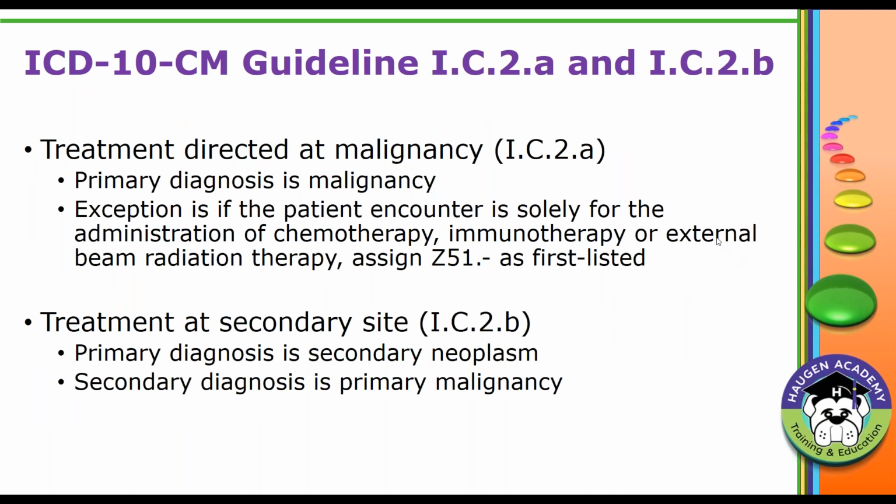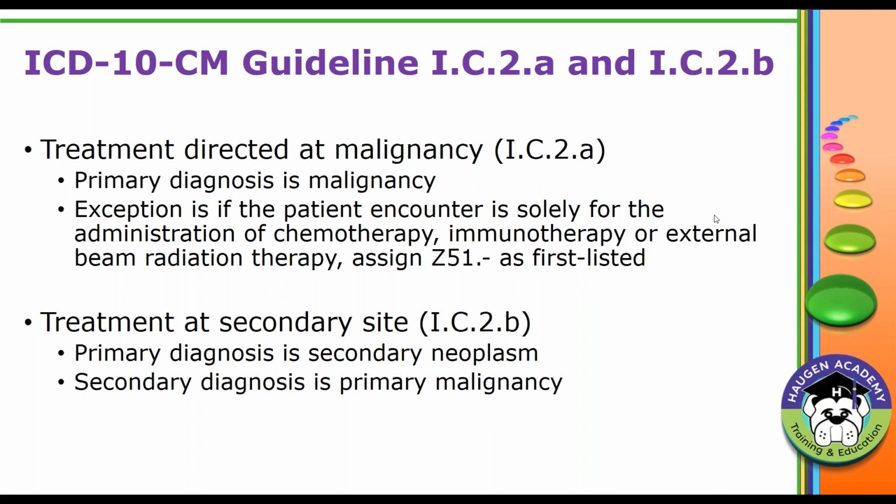The next guideline we have is 1.C.2.A, and this is for if a patient comes in for treatment. So if the treatment is directed at the malignancy, you should designate the malignancy as the first listed diagnosis, and the only exception to this is if the patient encounter or admission is for the administration of chemo, immunotherapy, or external beam radiation. You need to assign the Z51 category code as first listed, and then the cancer or other diagnosis being treated as a secondary diagnosis.